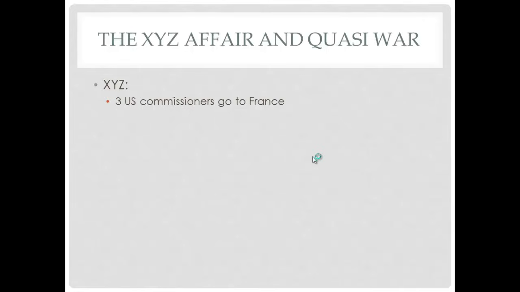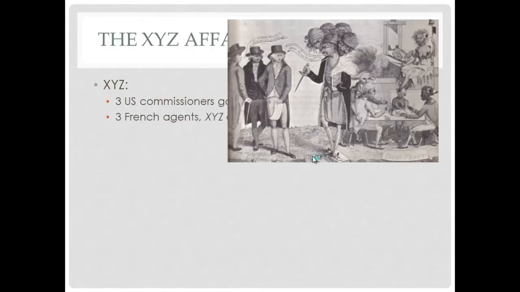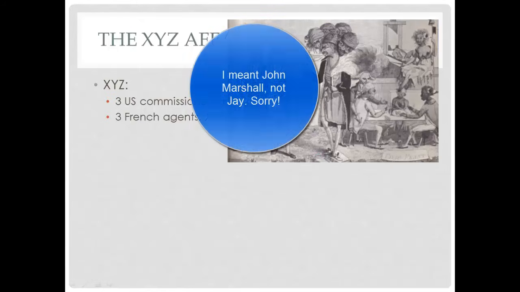So the U.S. sends three commissioners to go to France, led by John Marshall, who becomes the fourth Chief Justice of the United States. They approach three French agents, and their names are never revealed. They're called X, Y, and Z, and these three agents demand a bribe. So here's a picture. We have the three commissioners, and this French guy's like, ho, ho, ho, give me a bribe. It's a terrible French accent.